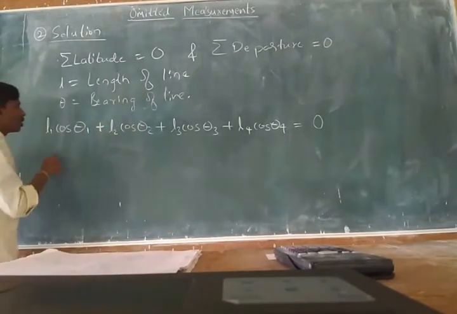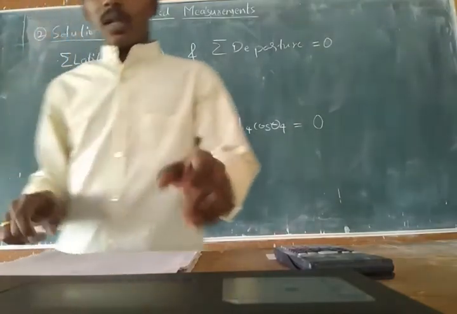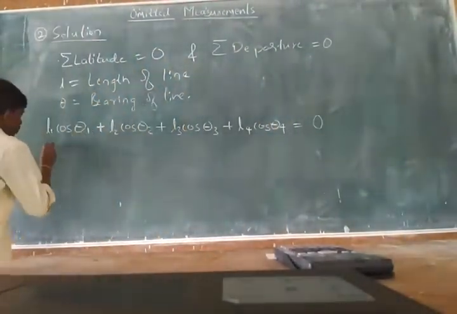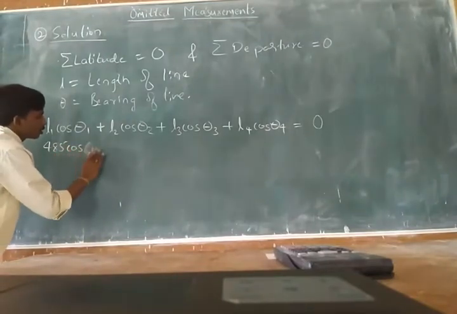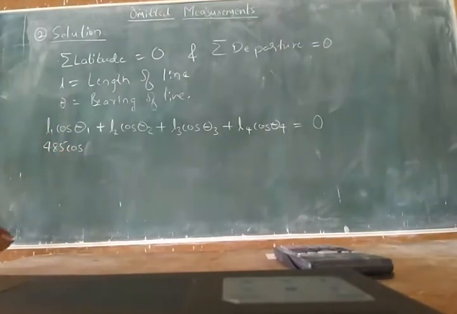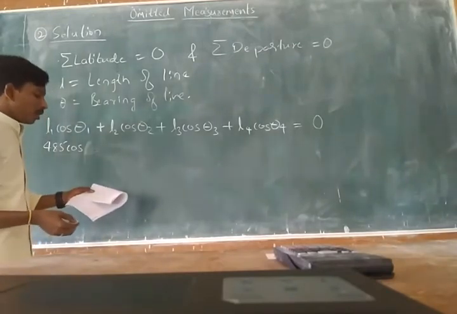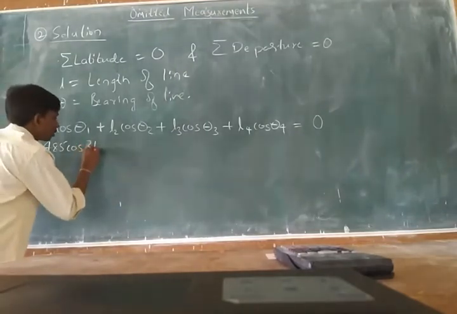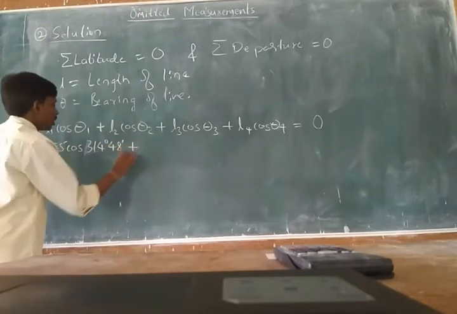Now let's substitute the values here. So length of L1, which denotes length of AB, is 485. So just write 485 cos. Now theta 1 is nothing but bearing of AB. Look at the question. The bearing of AB is 314 degrees 48 minutes. So write 314 degrees 48 minutes plus.